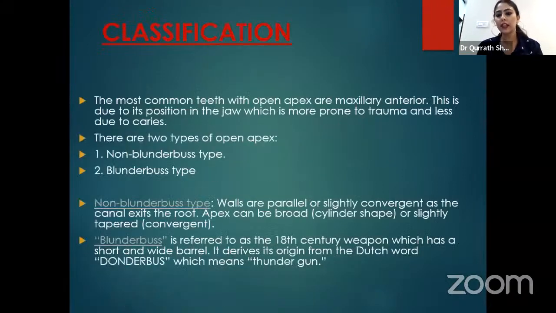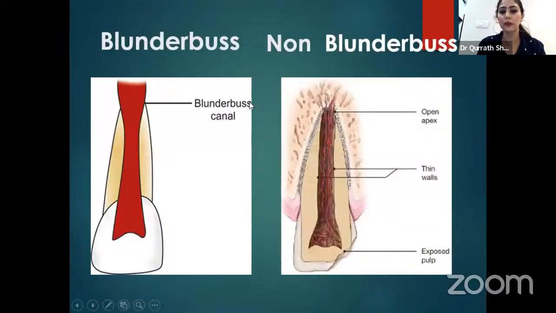Coming to the classification of open apex, there are two types. One is called the blunderbuss canal, and the second is called the non-blunderbuss canal. If you see in this picture, the apical area is quite wide and the canals are quite divergent. The remaining dentin thickness is quite thin, and the shape is called funnel shaped. The apical foramen width is much wider compared to the coronal aspect of the tooth structure.